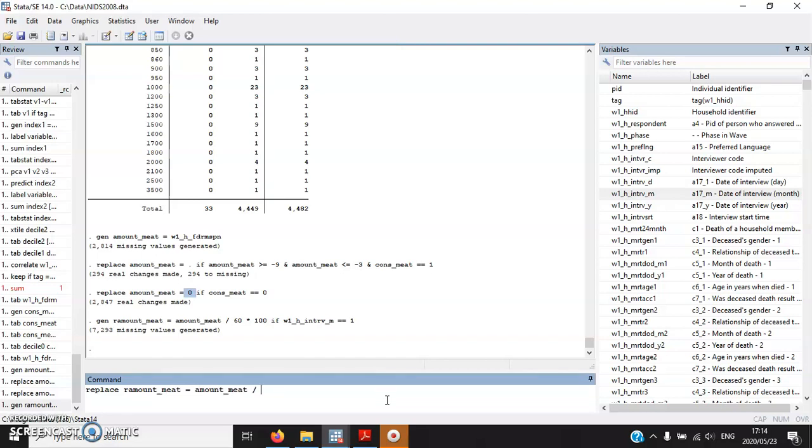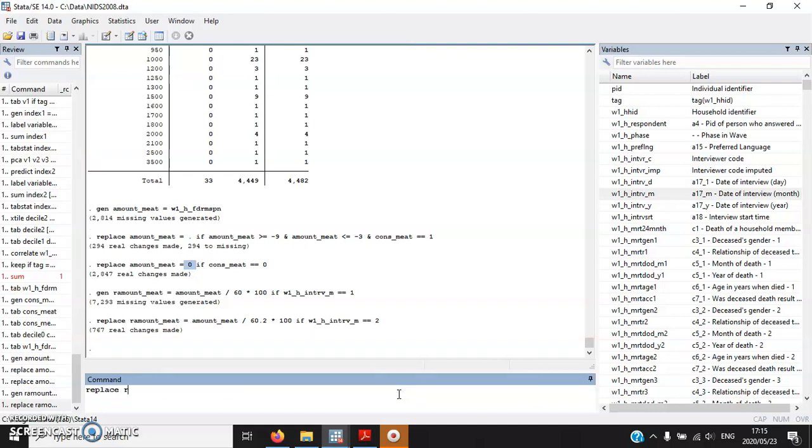We have valid reasons to be lazy. Okay, the February CPI, if interview month is equal to February. This is the annoying thing when the interview took place across 12 months of the year and you want to derive the prices or whatever amount in constant prices, then you have to run the command 12 times, one for each of the 12 months.